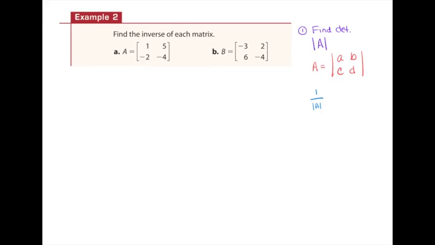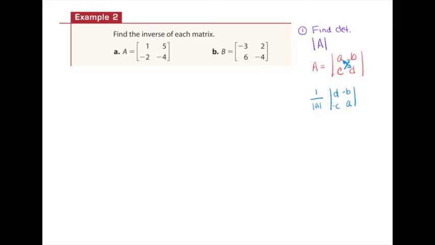So 1 over the determinant, and then you are going to multiply this matrix, but not in the same order. All right, we are actually reversing some things. What happens is the first diagonal switches places. We flip the A and the D. We switch those places. The second diagonal, they stay there, but we negate them. So this second diagonal, we leave where it is, but we negate those.